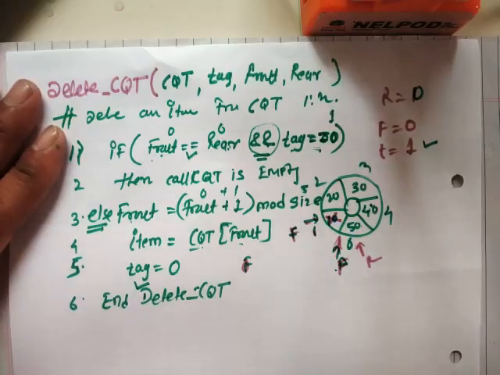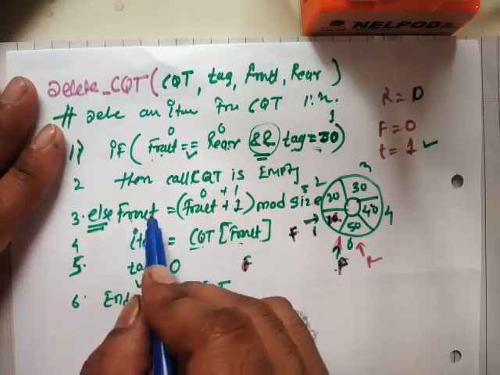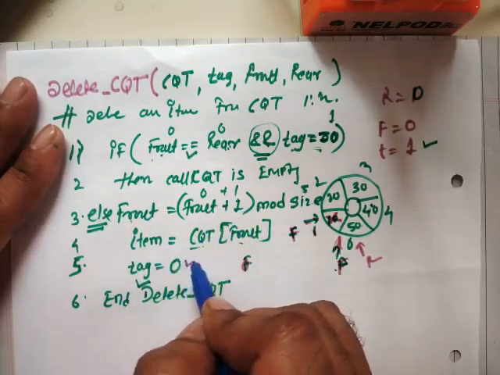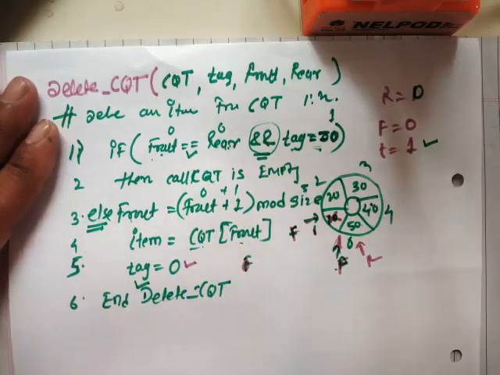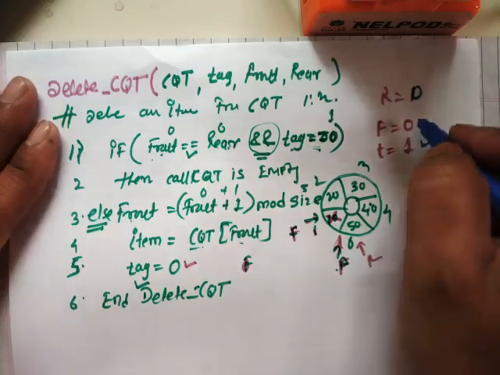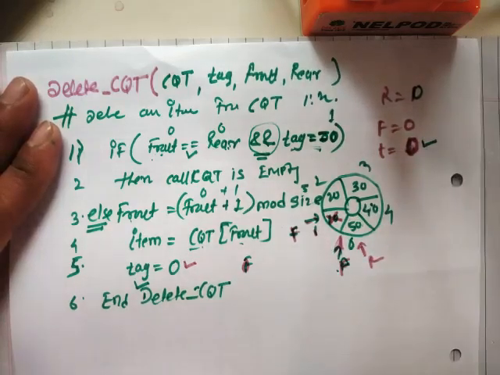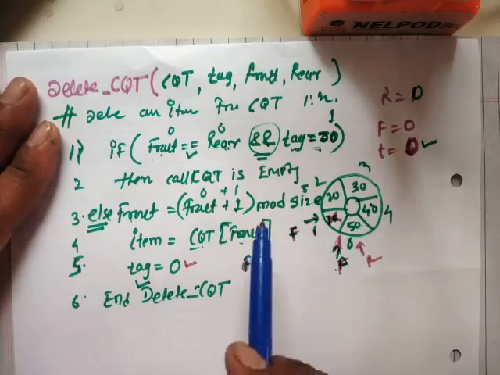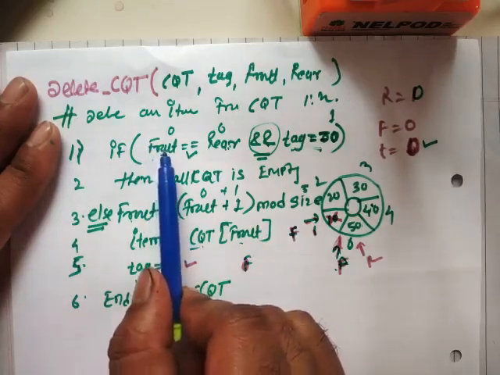Once we delete an element from the circular queue with tag, we need to set our tag position to 0. Now our tag value changed to 0. Now again I am going to delete an element from the circular queue with tag. So here what happened? What is the front value?